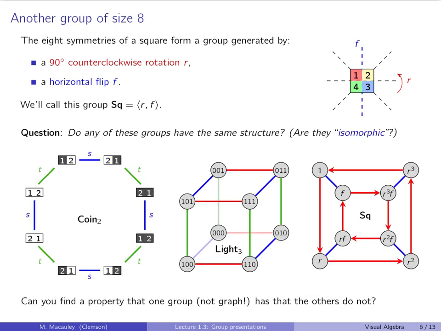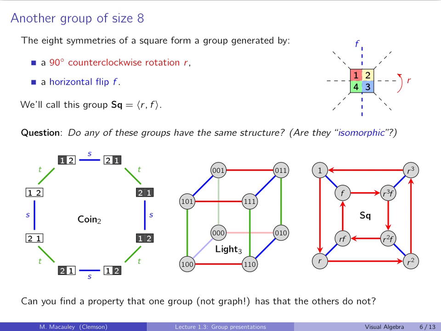And let me pose the question. Do any of these three groups that we've seen of size 8 have the same structure? In other words, are they isomorphic? What I'm asking you is, can you find a property that one group, not the graph, but one group, has that the others do not? And if you can't, that doesn't necessarily mean that they aren't isomorphic. That just means you haven't been able to verify it. That's why this is a tricky question. So I encourage you to think about this and pause the lecture before I give you the answer.